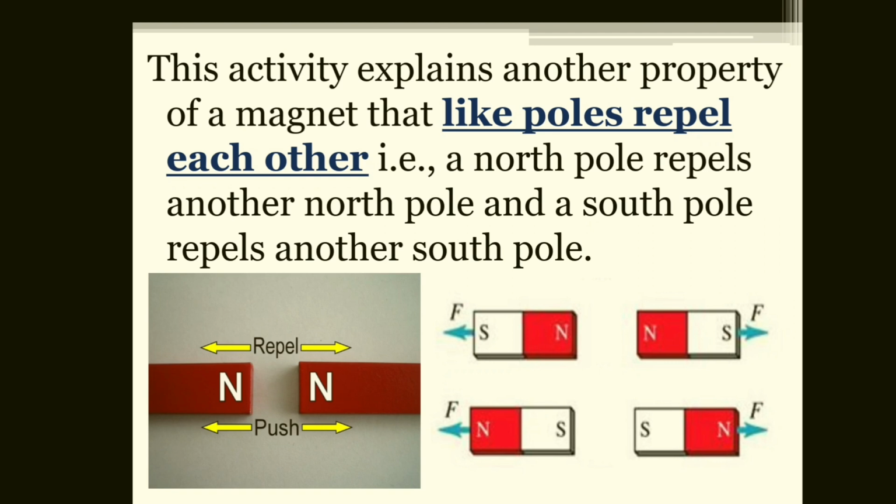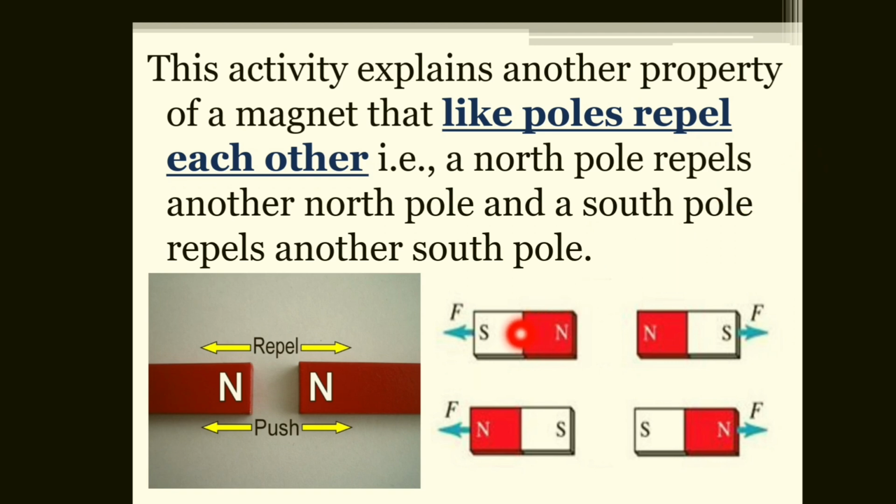This activity explains another property of a magnet, that like poles repel each other. That is, a north pole repels another north pole and a south pole repels another south pole. You can see here in the picture, you can observe here.